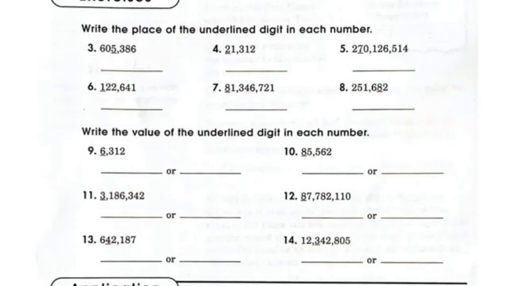All right, now we're ready for the exercises. There are 2 sections of exercises that you are going to do. The first one is right here. It's write the place value of the underlined digit in each number. So this 5 is in the oh, wait a minute, let me go back. This one here is in the thousands.